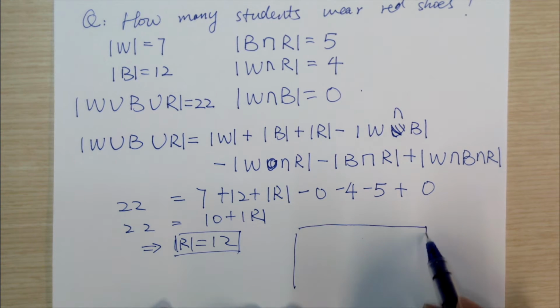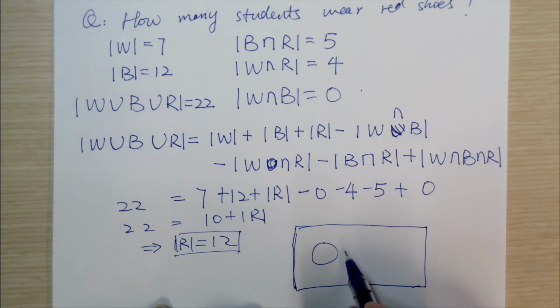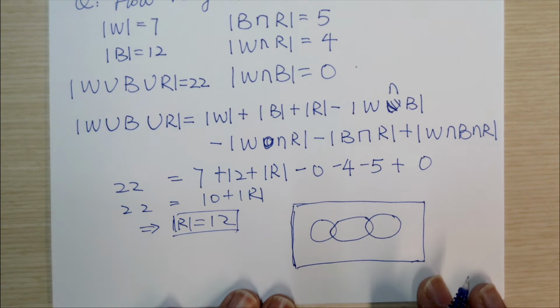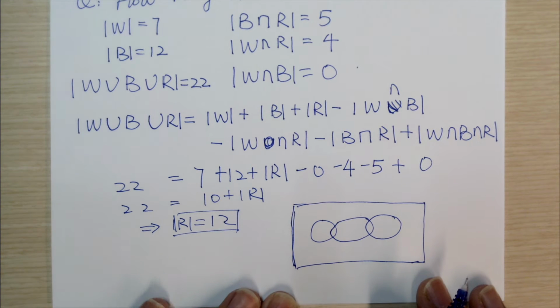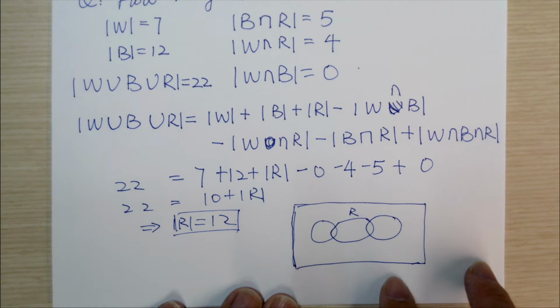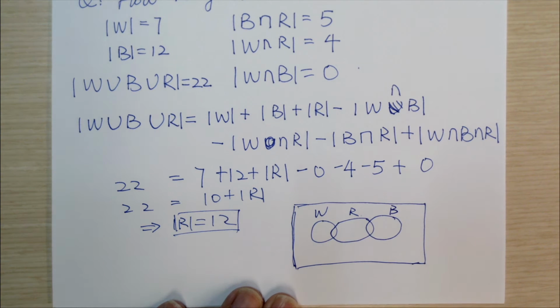The other way, we can also use a Venn diagram to do that. If I draw those three sets, apparently you can see that the middle one must be the students who wear red shoes, right? Because the intersection between the white and black shirts is empty. So this is white, this is black. What can we tell? We can tell that it is this part.